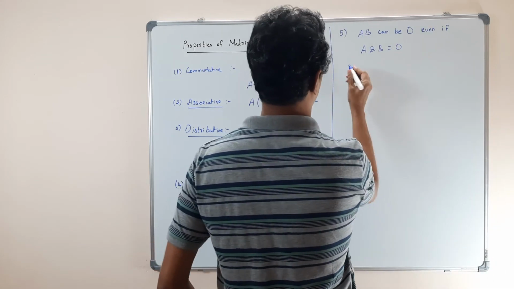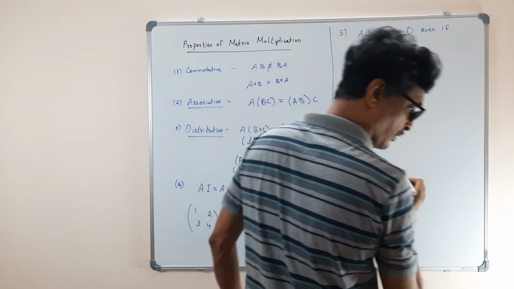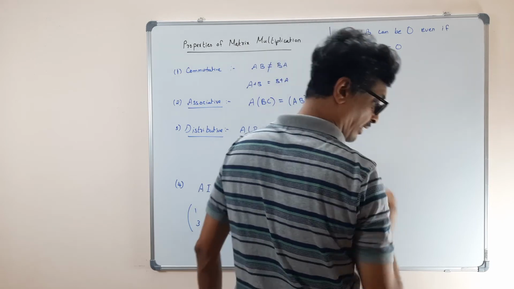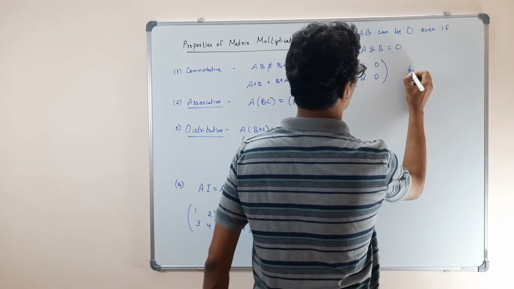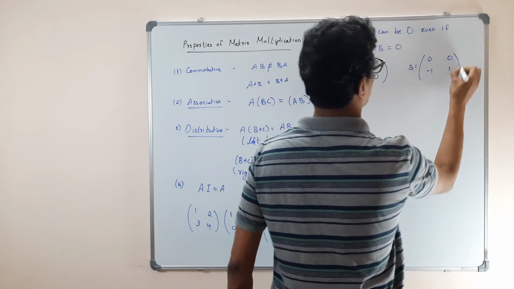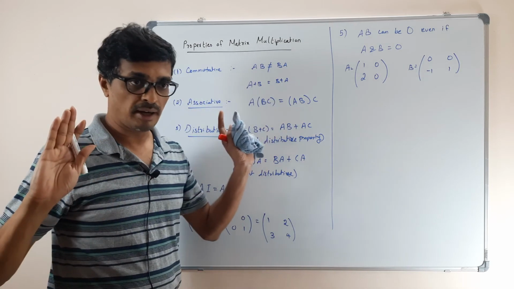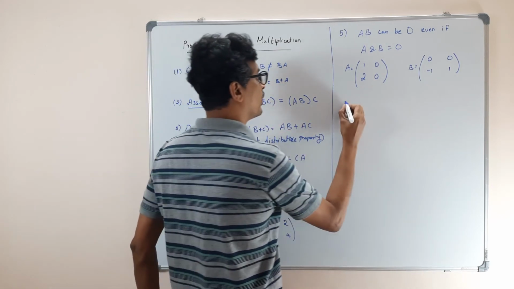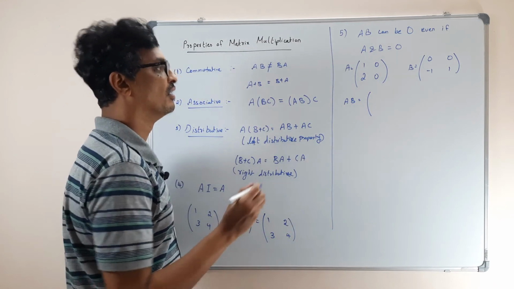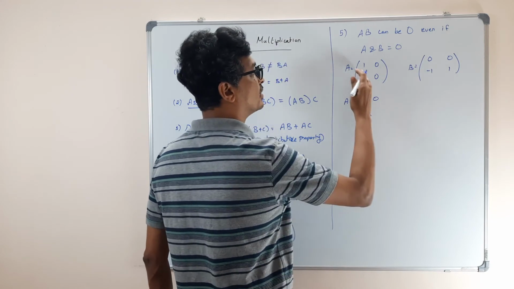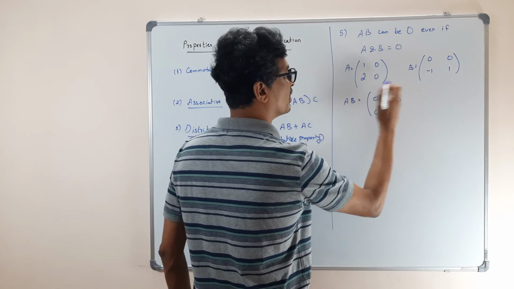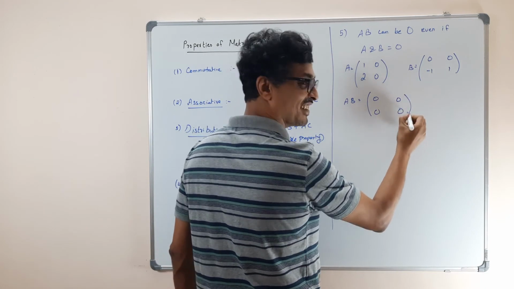So let me take the matrices given in the book itself. A is 1, 2, 0, 0, and B is equal to 0, 0, minus 1 and 1. They both are not null matrices. Let us multiply it. Tell me what is AB? 0, 0. Good. What about this? 0, 0. Again 0, 0, and this also will be 0. Again 0. Correct. So you got it.